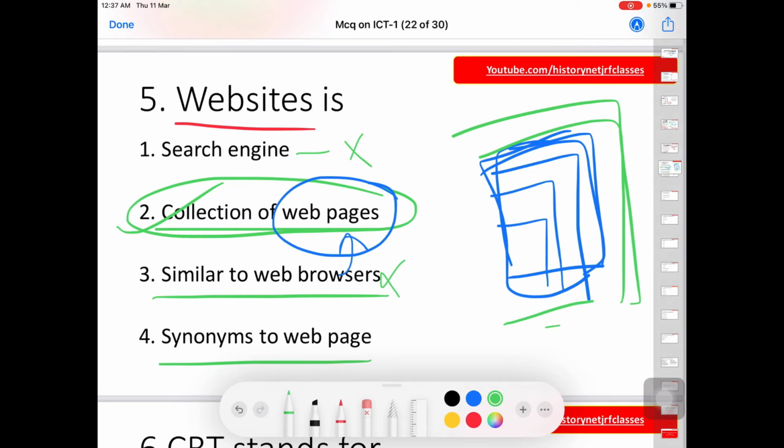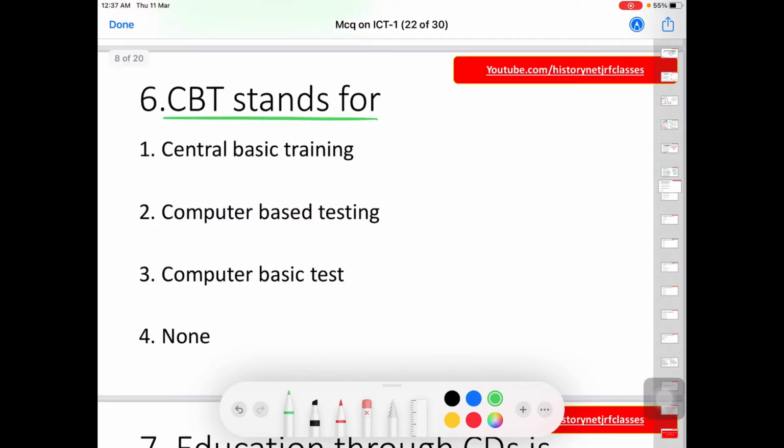That's it. Next question is, CBT stands for: Central Basic Training, Computer Based Training, Testing, Computer Based Test, and none.